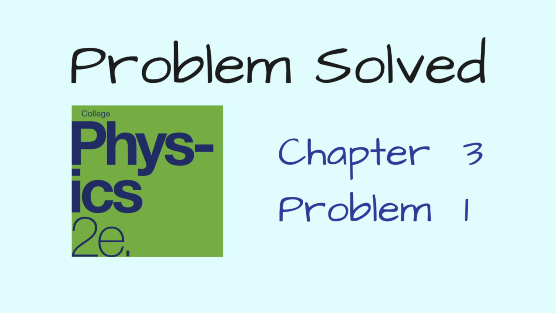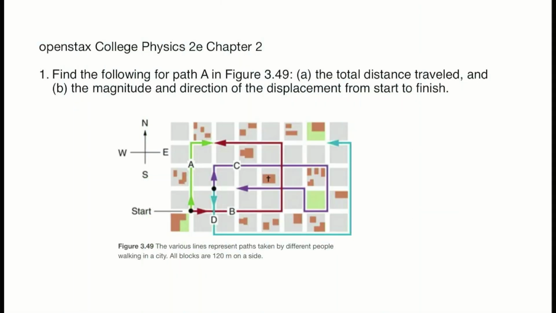Welcome. In this video, we are going to take a look at problem 1 from chapter 3 of College Physics 2E by OpenStax. All right, in this problem, we need to find the following for path A. We need the total distance traveled, and we need the magnitude and direction of displacement from start to finish.